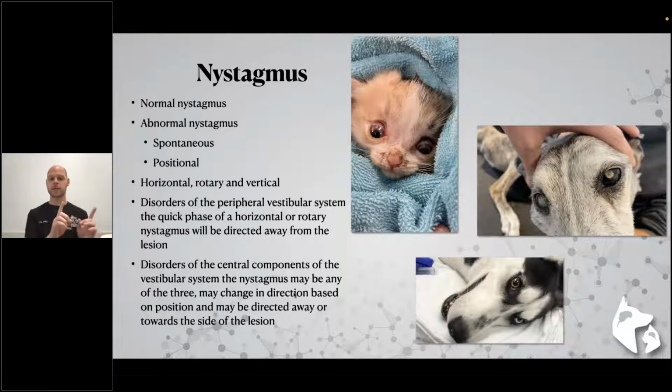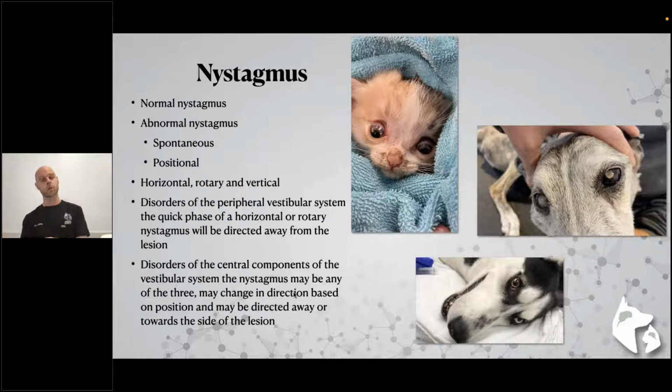That's because that's the quick or the recovery phase. So the eyes are going to abnormally drift to the side of the balance system that's wrong, and then the other side that's normal is going to correct it. So then you get this twitching back and forth.